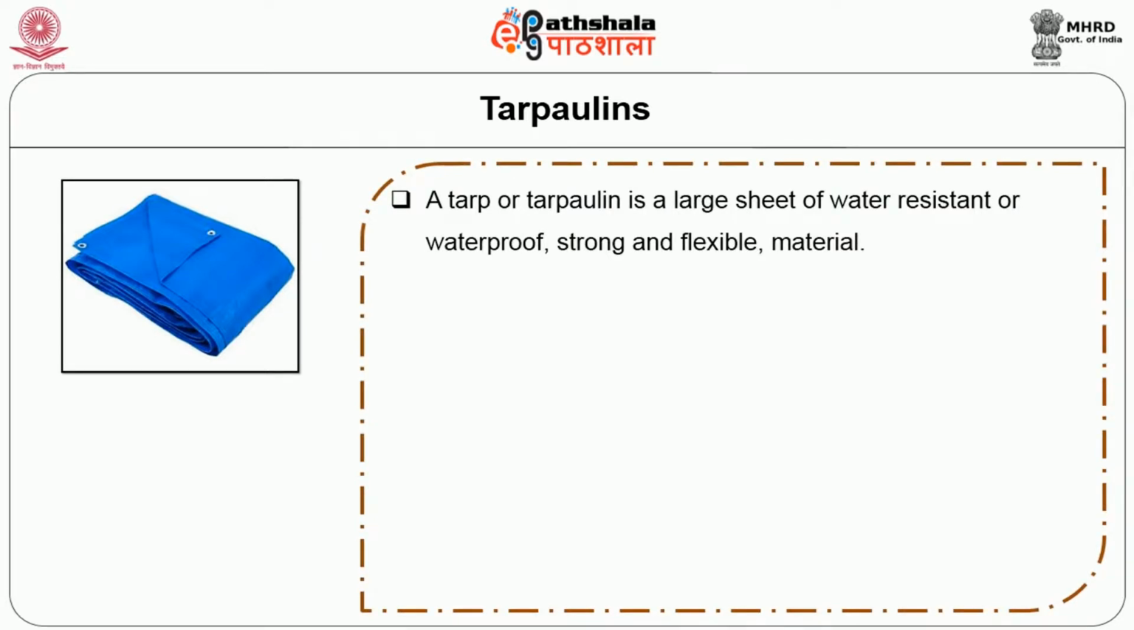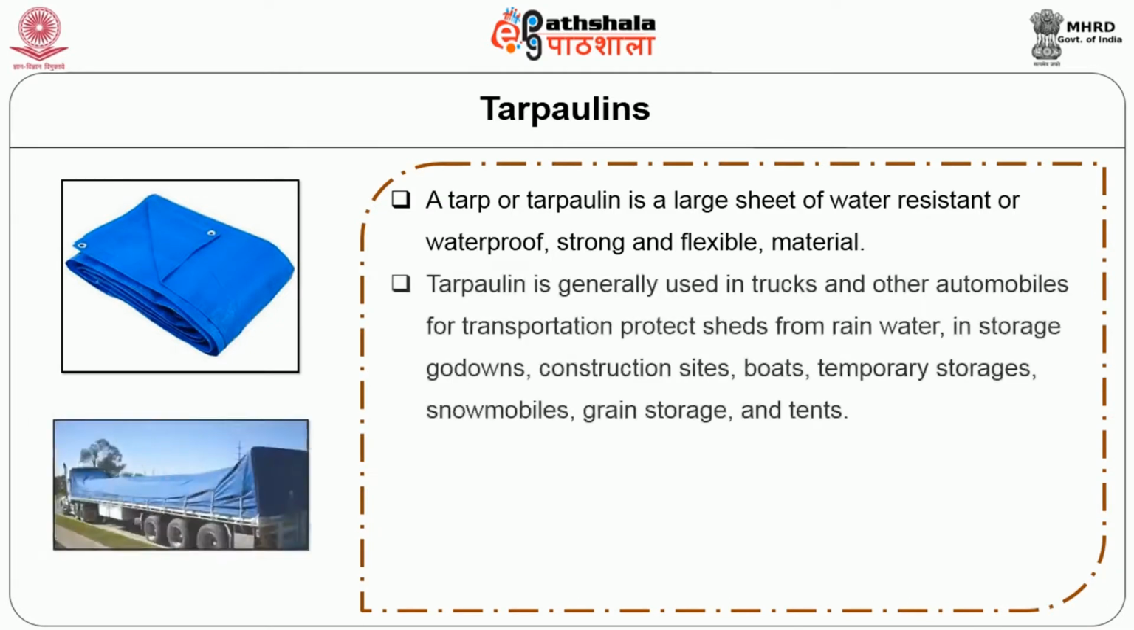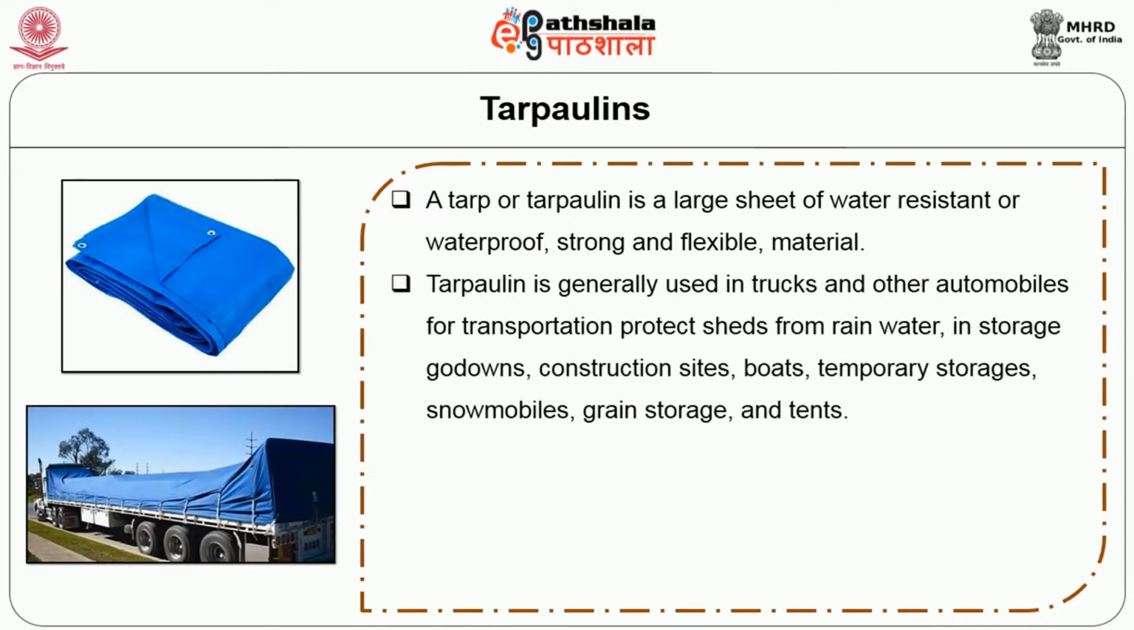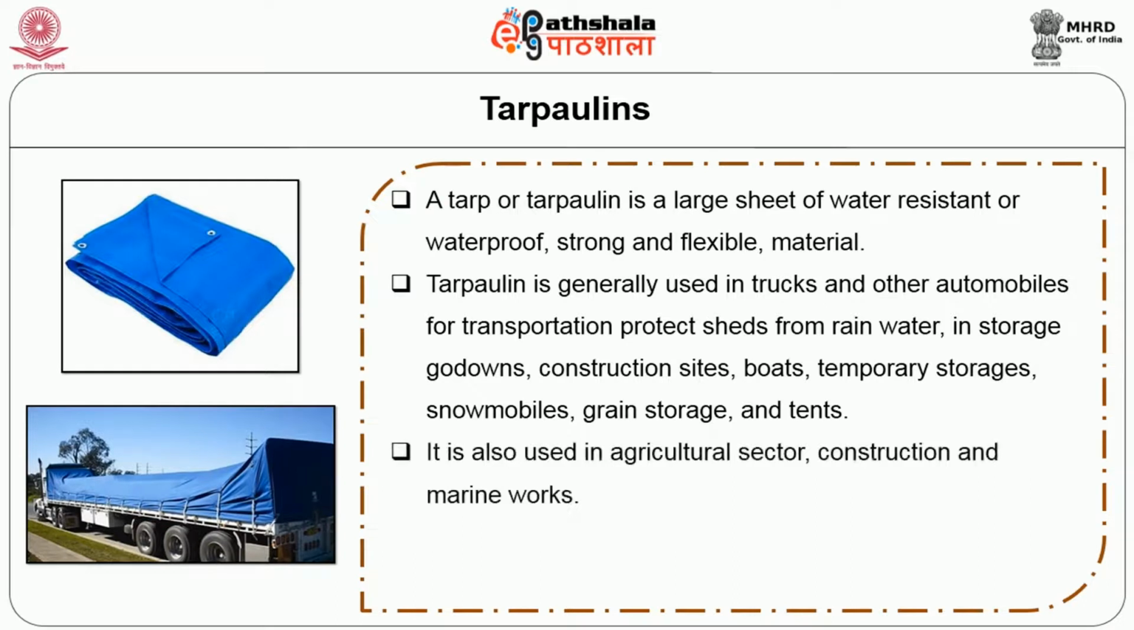A tar or tarpaulin is a large sheet of water-resistant, waterproof, strong, flexible material. Tarpaulin is generally used in trucks and other automobiles for transport, protects sheds from water, and is used in storage, godowns, construction sites, boats, temporary storages, snowmobiles, grain storages and tents. It is also used in the agriculture sector, construction and marine works.